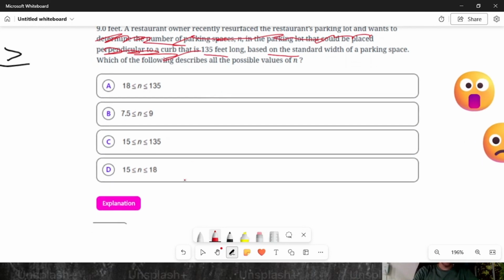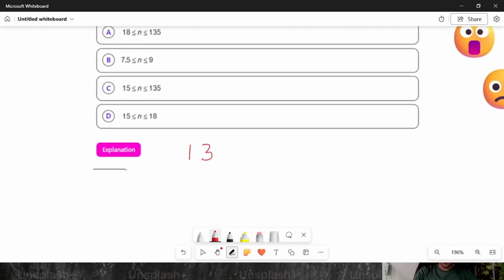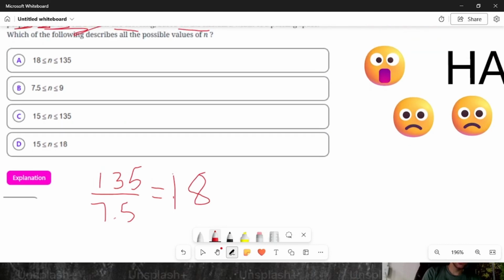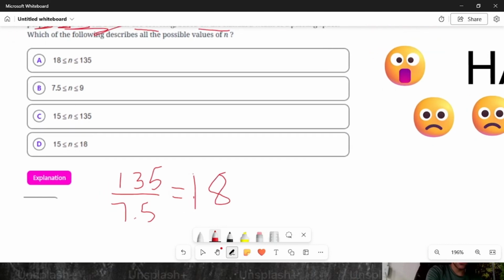So you just do 135 divided by 7.5, and this should give you the number of parking spaces he can get if each one is 7.5. So I'm just going to use Desmos, and 135 divided by 7.5 gives me 18. So the biggest possible number of parking spots is 18. So we know that the answer is going to be D, because that's the only one that says that the max is 18. But let's just make sure by finding the minimum.